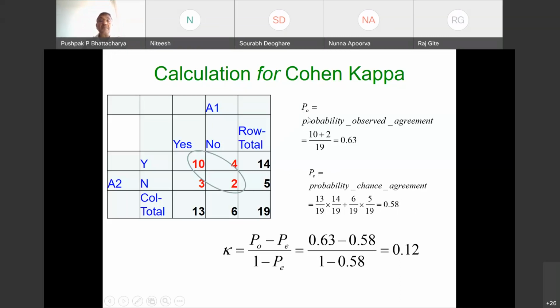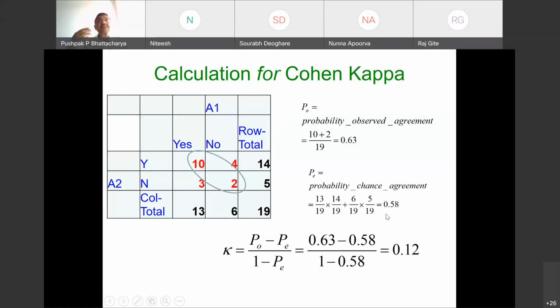PO value can be at most 1. The highest value of PO is 1. That will happen if these cross diagonal elements are 0. So PO minus PE, divided by 1 minus PE, will in this case give 0.12. The probability of chance agreement being pretty high reduces the Cohen Kappa value quite drastically, from 0.63 to 0.12.